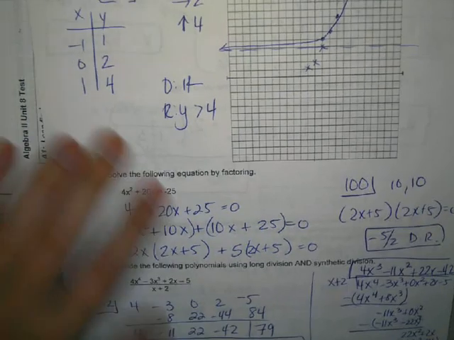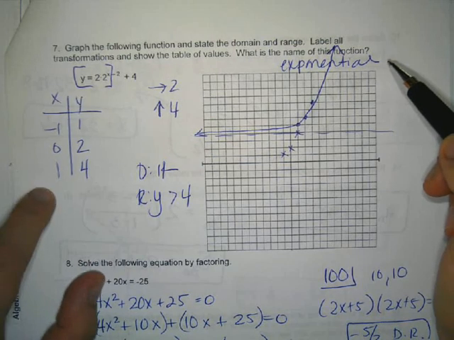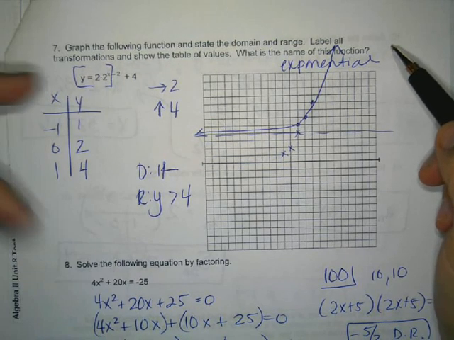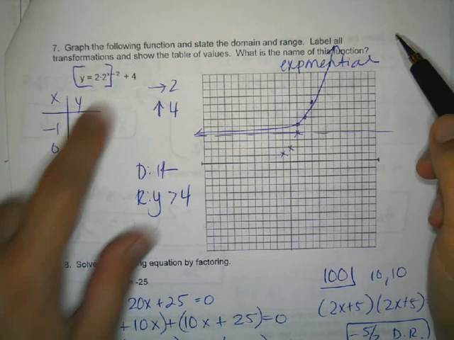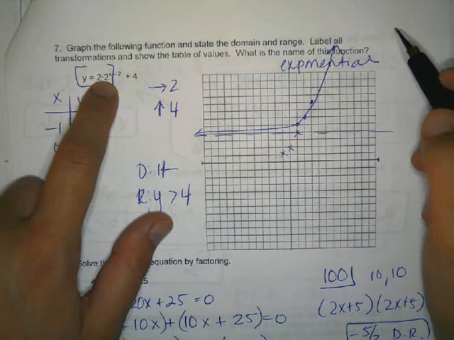Okay. Number 7, this is an exponential function. We can use -1, 0, 1. When I plug -1 in, the -1 flips that 2 to make 1/2. 1/2 times 2 is 1. Plug in 0, anything to 0 power is 1. 1 times 2 is 2. Plug in 1, 2 to the first is 2. 2 times 2 is 4.